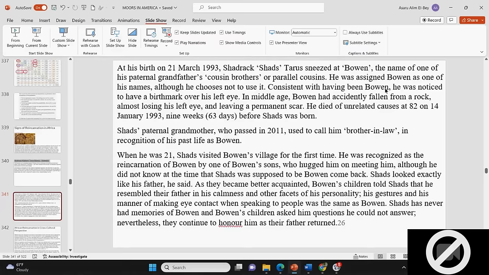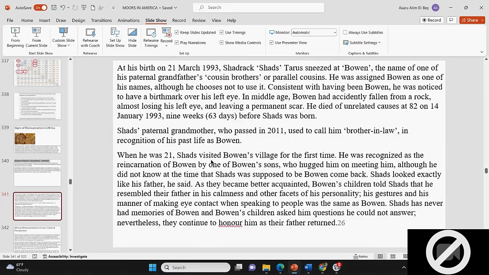Consistent with having been Bowen, he was noticed to have a birthmark over his left eye. In middle age, Bowen had accidentally fallen from a rock, almost losing his left eye and leaving a permanent scar. He died of unrelated causes at 82 on January 14, 1993, 63 days before Shad was born. Shad's paternal grandmother, who passed in 2011, used to call him brother-in-law in recognition of his past life as Bowen.